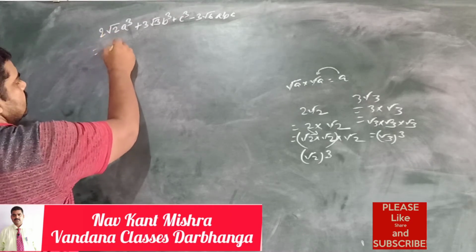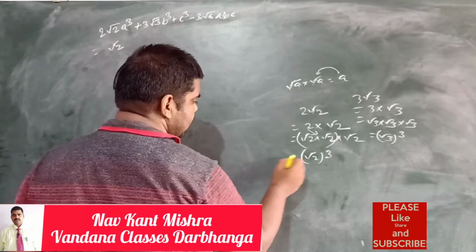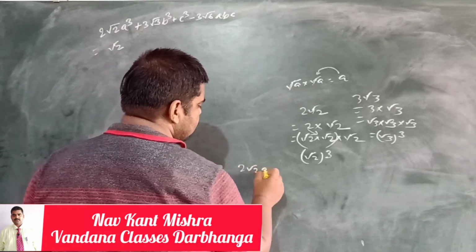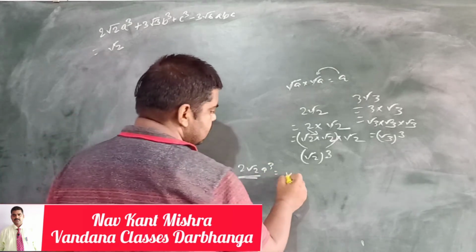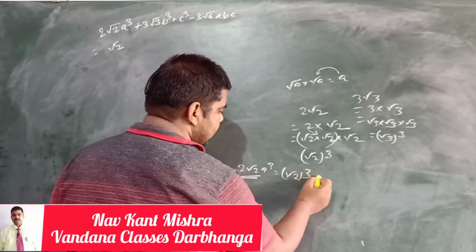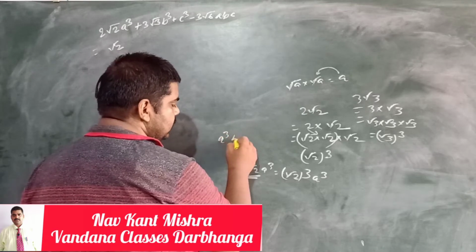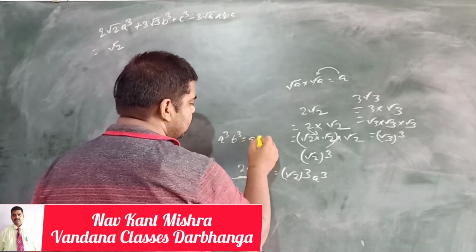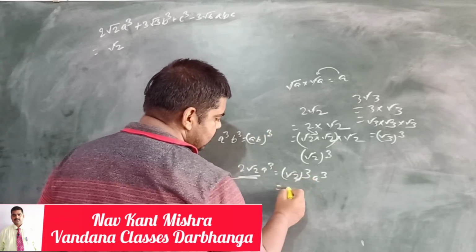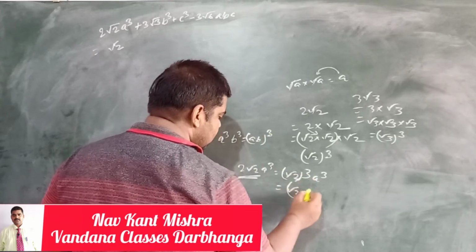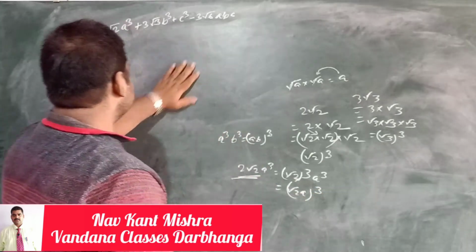2 root 2 can be written as root 2 cube, and there is a cube. And you know very well that a cube into b cube is equal to ab whole cube, and this is why it can be written as root 2a whole cube. You have to utilize this process in this question to solve.